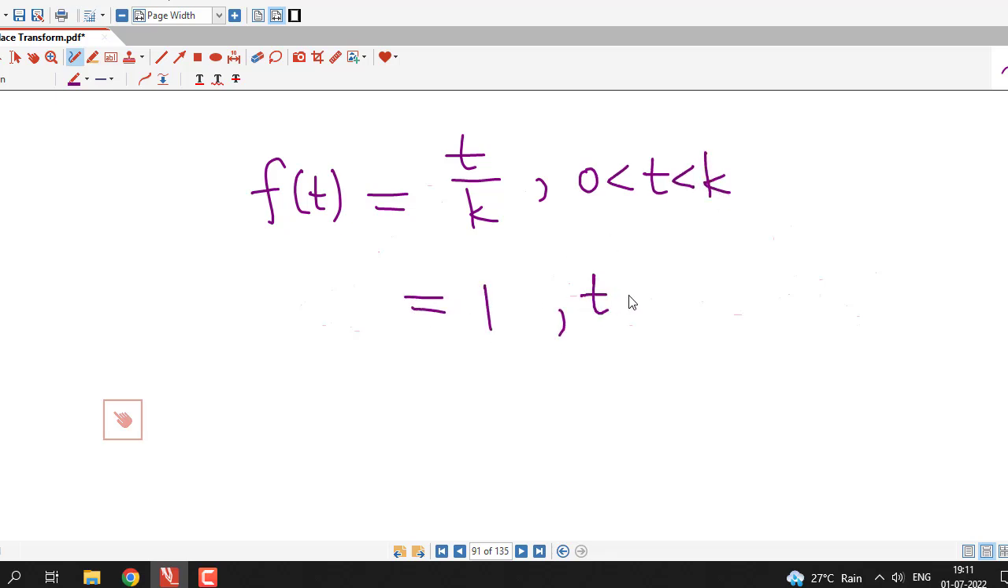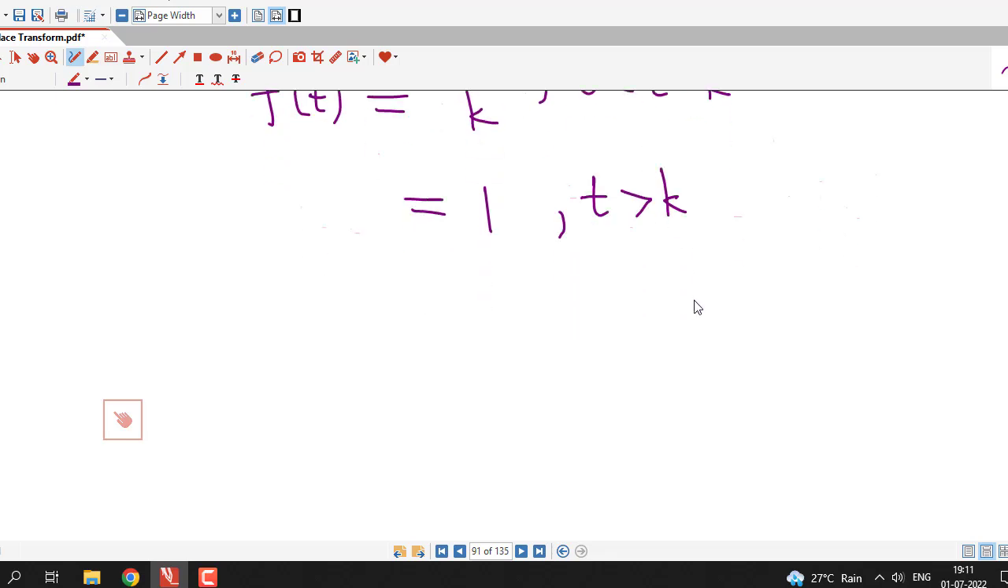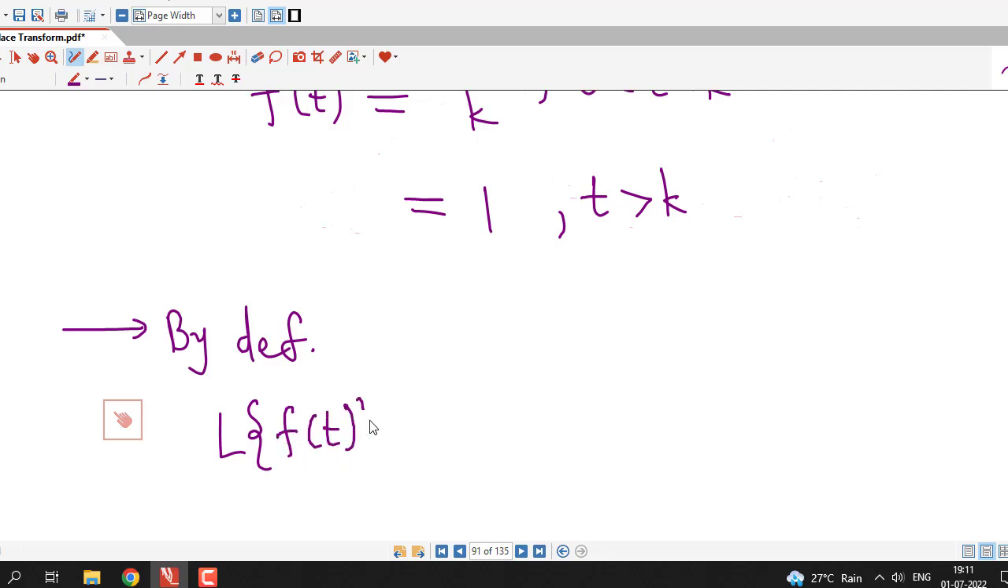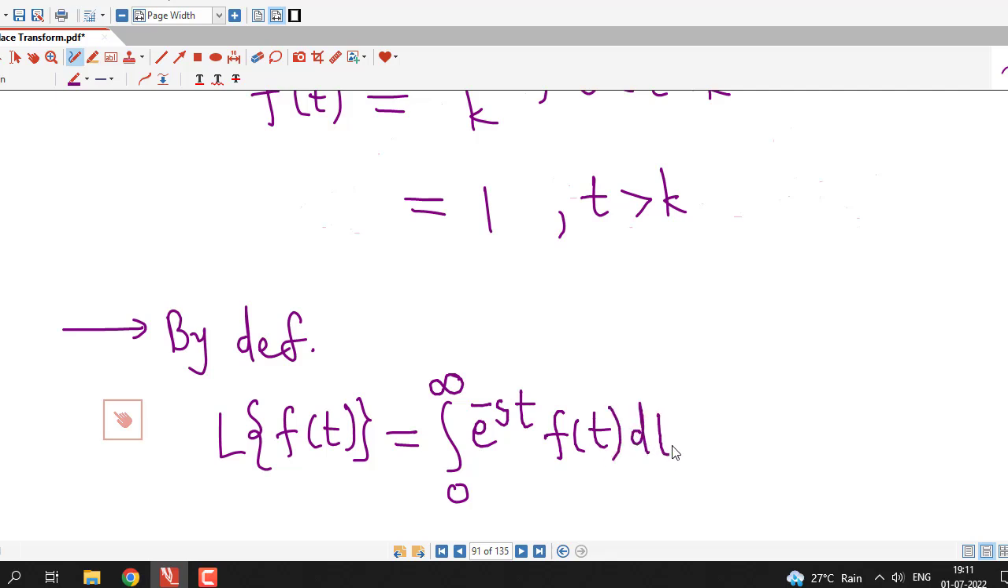So for that, first we write our function again. f of t is t by k if t lies in the interval 0 to k, and the value of f is 1 if t is greater than k. So now we go by definition. By the definition we can write that the Laplace transform of f of t is equal to the improper integral from 0 to infinity e raised to minus st f of t dt.